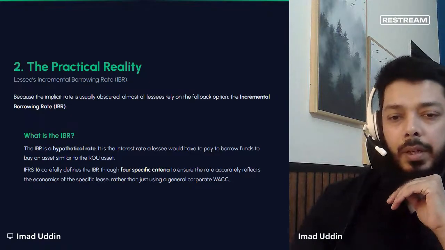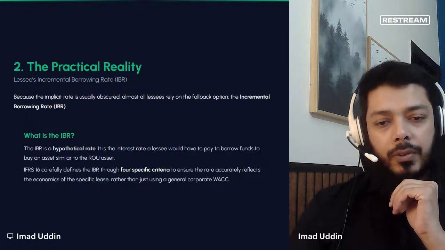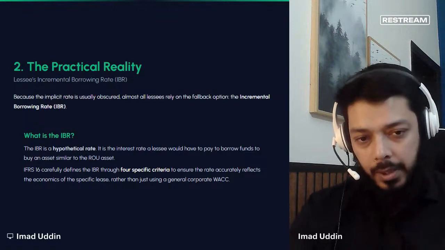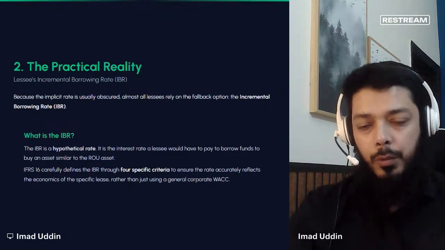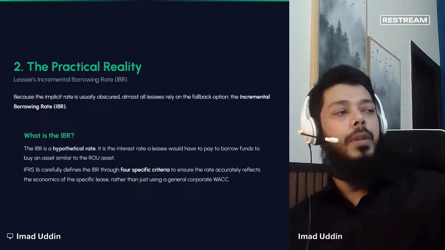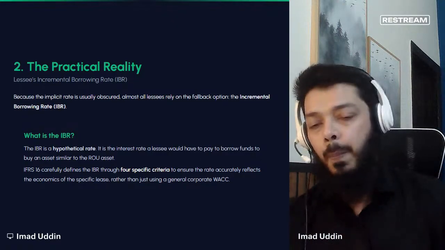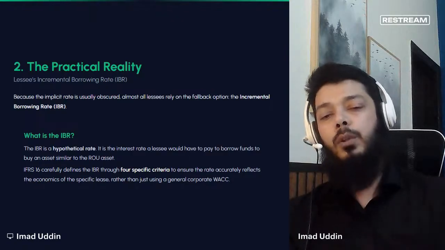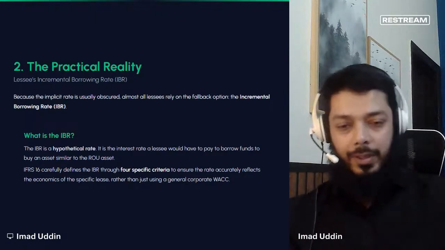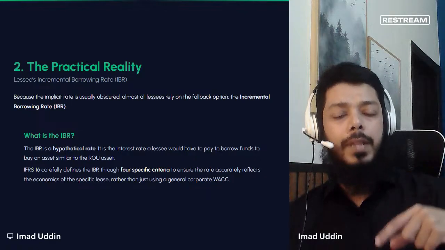So what exactly is the IBR? IBR is the hypothetical rate. It is the interest rate a lessee would have to pay to borrow funds to buy an asset similar to the right of use asset. So if I was not to obtain, for example, a particular vehicle, let's say a truck, on a lease, rather I would obtain a loan from a bank and buy it myself. At what rate would the bank lend me that money?